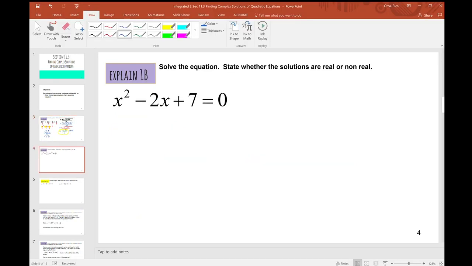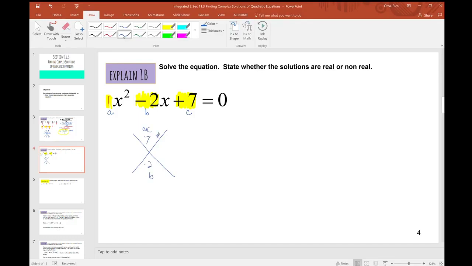In this problem, we have x squared minus 2x plus 7 equals 0. Let's check to see if this expression is factorable. Let's identify a, b, and c. A is 1, b is negative 2, c is 7. Let's go straight into the x method. 1 times 7 is 7, negative 2 is going to go at the bottom.